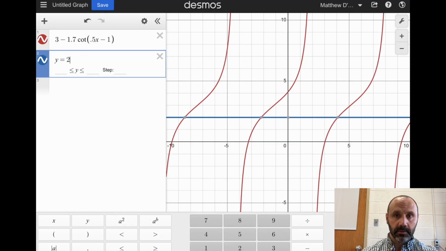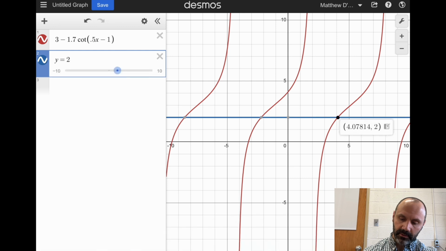Let's take a look. Okay, so in the calculator, I put in the function that I have there, and I put in this function, that just y equals 2. And in my domain, right, 0 to 2 pi. So if I'm looking in terms of numbers, that's roughly from 0 to about 6.2. And I can see that there's this point right here. I just clicked on it, and it gives me the value 4.07814. Okay, we like to go to 3 decimal places, 4.078 or 4.0781. And that gives you the solution to this.